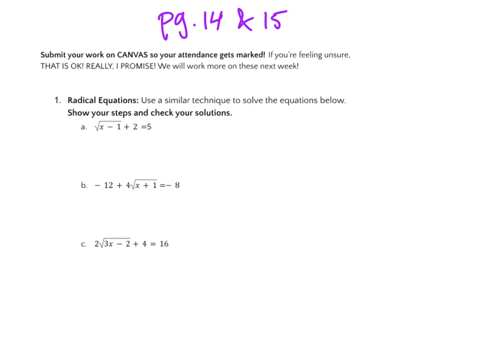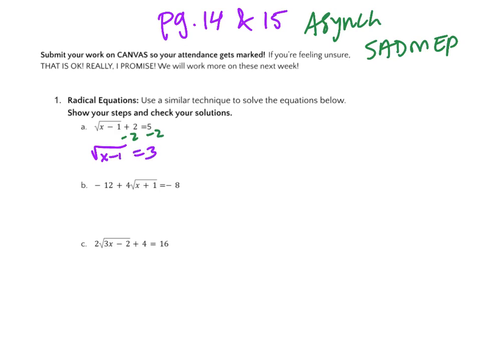Okay, so I'm going to go over the solutions for the radical async lesson. It was pages 14 and 15. And we're going to think about StatMap while we solve. So we reverse order of operations. For 1a, I have addition, so I'm going to subtract 2 from both sides. Then I have the square root of x minus 1 still equals 3.